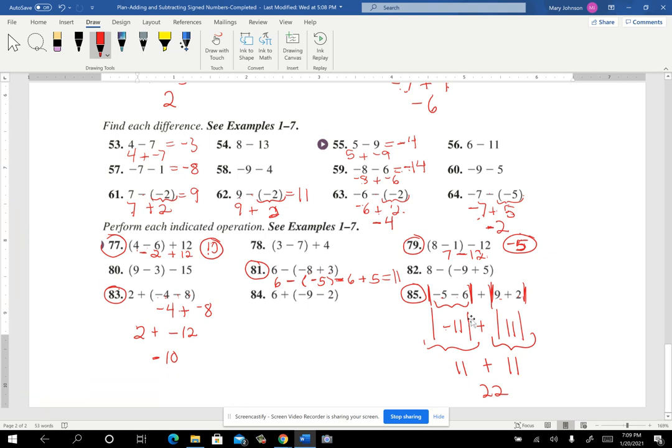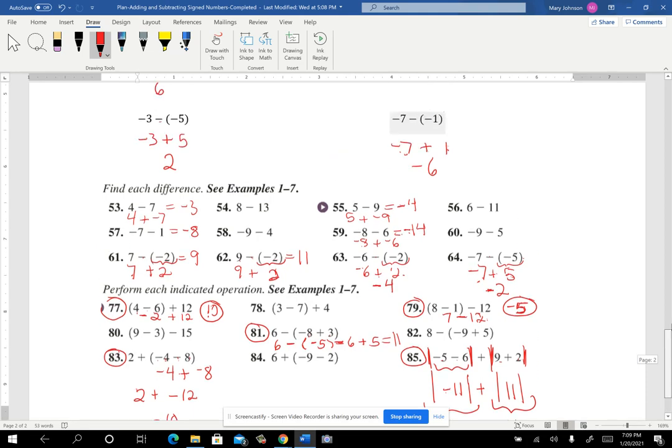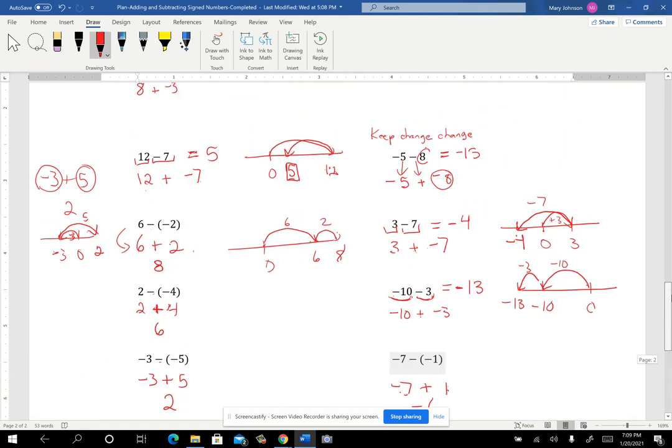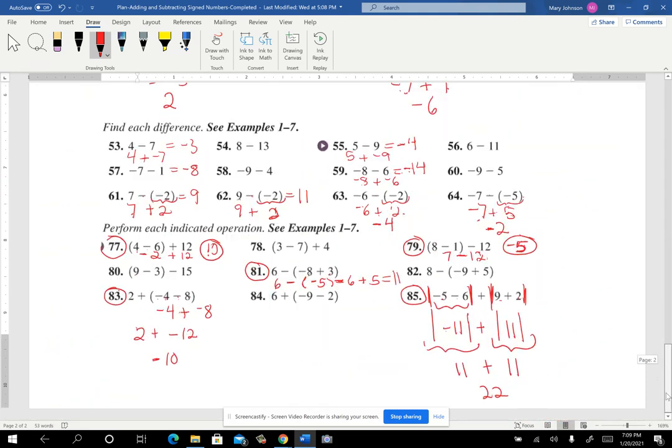All right, so that's the subtracting signed numbers, and then we also got into problems that were all mixed up there.